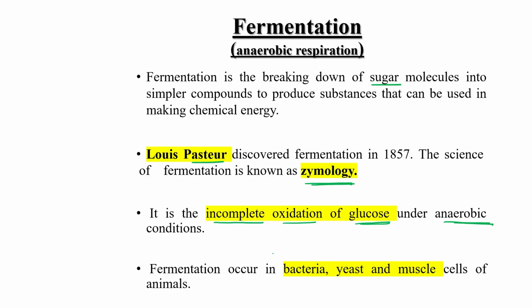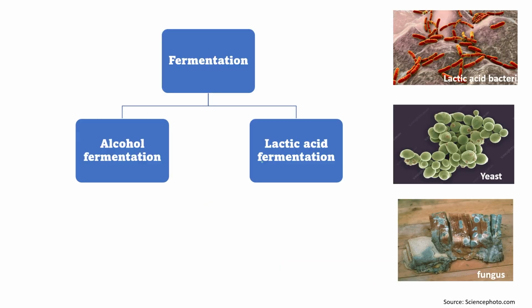So fermentation occurs in bacteria, anaerobic bacteria, certain kinds of yeast, Saccharomyces, and muscle cells of animals. If blood supply is not that vigorous and continuous, then at that time also body cells require energy. Immediately cells switch from aerobic to anaerobic conditions and start producing lactic acid. So in muscle cells also. So fermentation is of two types: alcoholic fermentation and lactic acid fermentation.